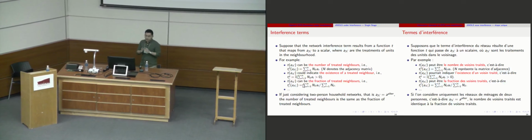So we can set this adjacency matrix. In our real application case, that is the two-person household network, the neighbors' treatment vector is just a scalar. That is your spouse's treatment. We denote it as A superscript alter here. So the interference terms are the same. For example, the number of treated neighbors is the same as the fraction of treated neighbors.